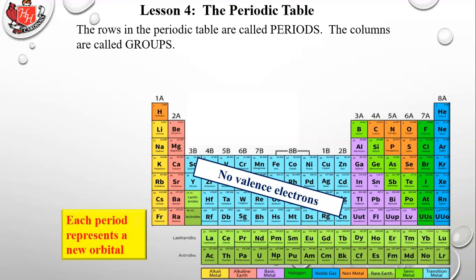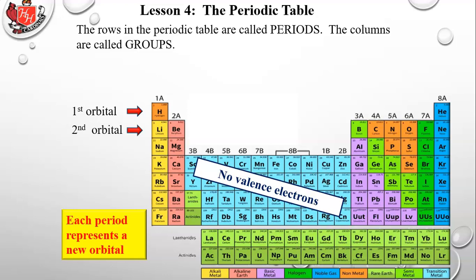Now each period represents a new orbital. So the very first row has 2 elements in it, hydrogen and helium. It has 1 orbital. Hydrogen has a proton in its nucleus and an electron in that first orbital. Helium has 2 protons in the nucleus and 2 electrons in its first orbital. Once you get over to helium, you're at the end of the first row, and therefore that's the end of the first orbital. It cannot hold any more electrons than those 2 electrons.